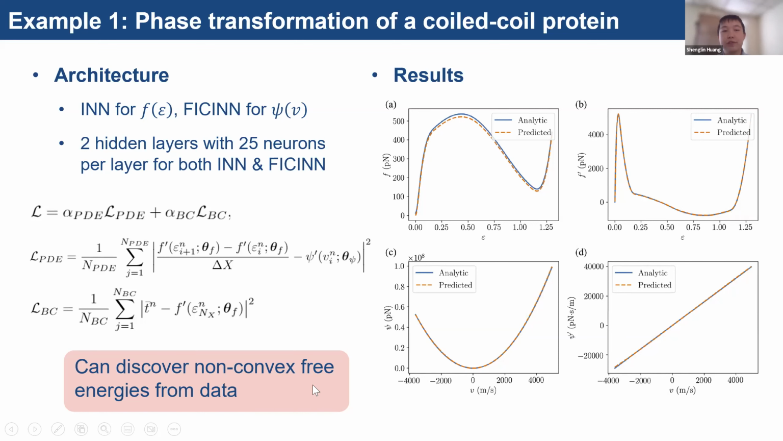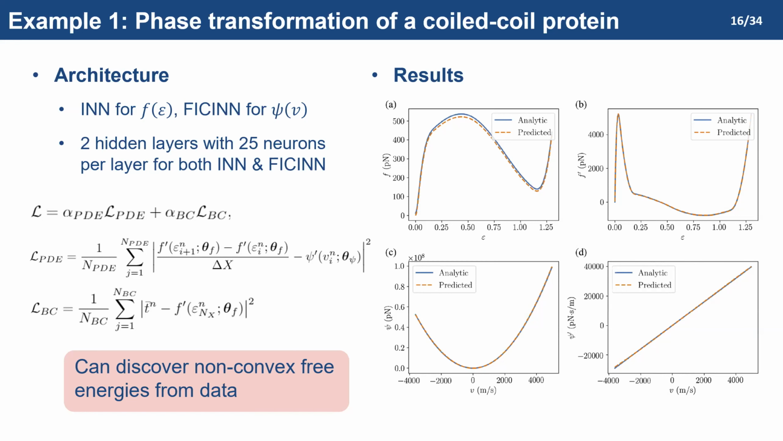And we can see all the results are pretty good. What I want to emphasize here is that this neural net architecture can help us recover the non-convex free energy from data, which is not a trivial task for some traditional methods, because non-convex free energy is usually hard to explore.